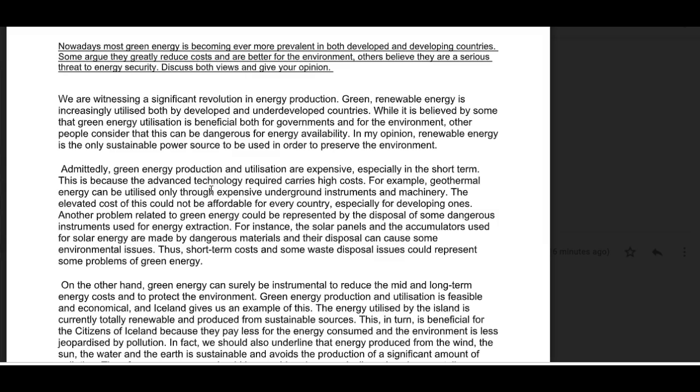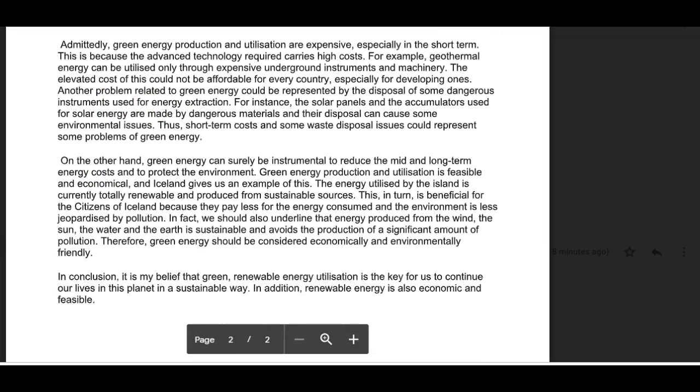Okay. You were supposed to talk about this. Where is it? Dangerous for energy availability, and I didn't see that anywhere in this paragraph. Instead, you just talked about the cost, and that cost is very prohibitive for many countries. All right, let's move on to the next paragraph.